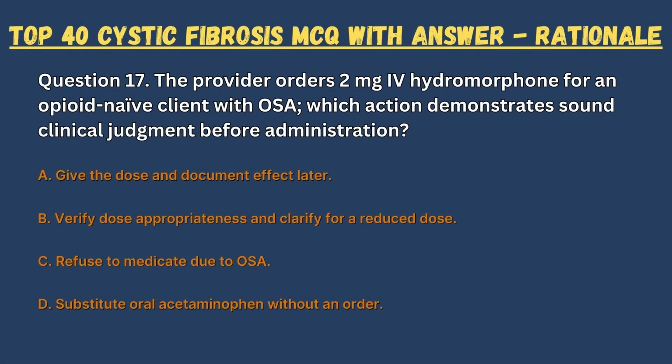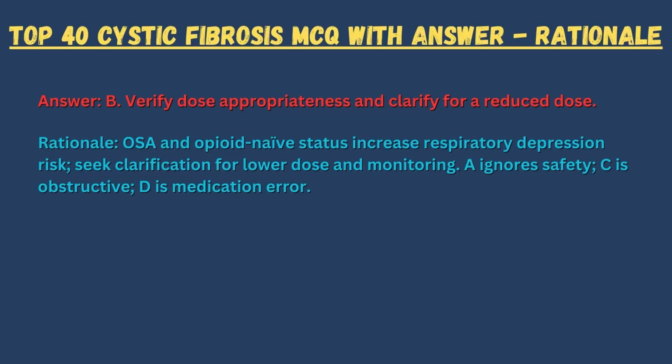Question 17. The provider orders 2 mg of hydromorphone for an opioid-naive client with OSA. Which action demonstrates sound clinical judgment before administration? A. Give the dose and document effect later. B. Verify dose appropriateness and clarify for a reduced dose. C. Refuse to medicate due to OSA. D. Substitute oral acetaminophen without an order. Answer: B. Verify dose appropriateness and clarify for a reduced dose.